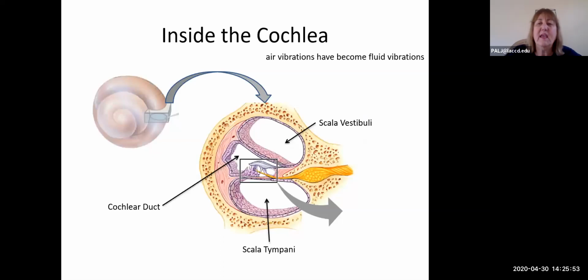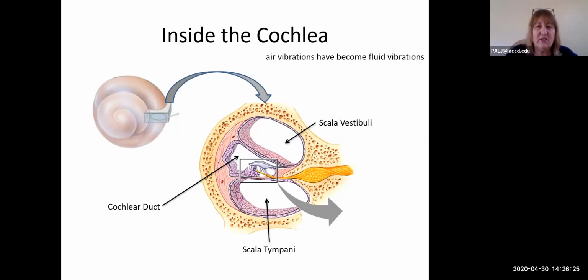So inside the cochlea, between the middle ear and the inner ear, we have those 2 membranes at the oval window and the round window. On the middle ear side, we have air, but on the inner ear side, we have fluid. So we have to change, or transduce, those air vibrations into fluid vibrations. So everything on this side is going to have fluid.